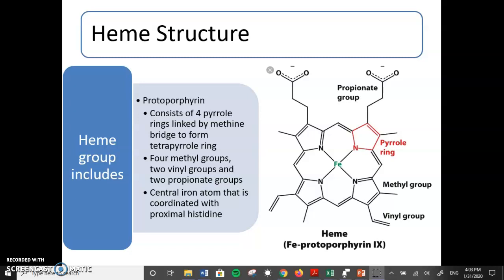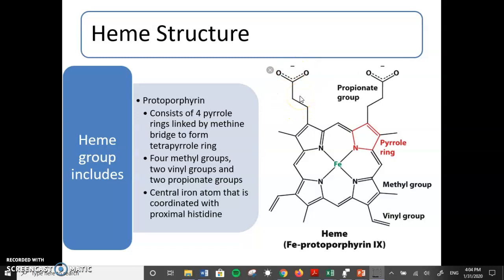So a heme group has an organic component called a protoporphyrin. This protoporphyrin consists of 4 chiral rings that is highlighted in red. So 1, 2, 3, and 4 chiral rings. These chiral rings are linked by a methane bridge, which forms a tetrachiral ring. Surrounding the chiral rings are 4 methyl groups, 1, 2, 3, and 4, 2 vinyl groups, 1 and 2, and 2 propionate groups, 1 and 2.